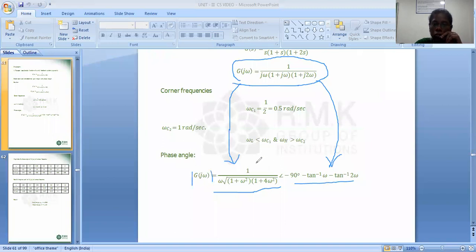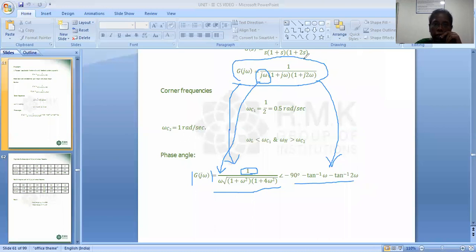We know that the modulus of 1 is 1, so in the numerator we have 1. For the next term, the j omega term, when we take the modulus, it becomes root of omega square, and root of omega square becomes omega again.